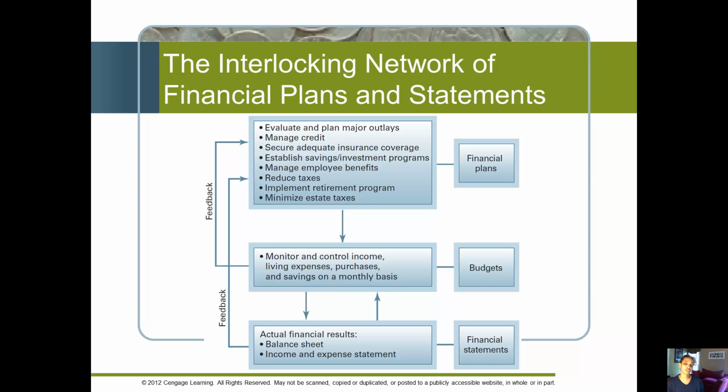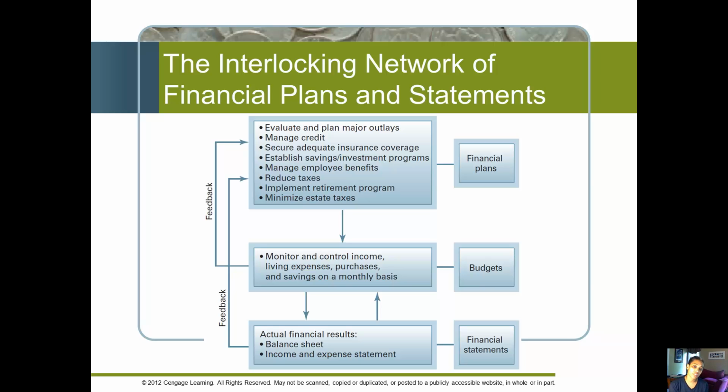So the way the financial plans and the statements work together is what's shown on this graphic. There are a number of activities that we go through in the course of financial planning, and that's shown in that first block on the left. So we evaluate and plan our major cash outlays, we manage our credit, we secure insurance, and we're going to talk about all of these things as the semester goes on. We establish savings and investment programs, manage our benefits, reduce our taxes, whether it's income taxes or estate taxes, and we plan for our retirement. So those are the elements of the planning process.